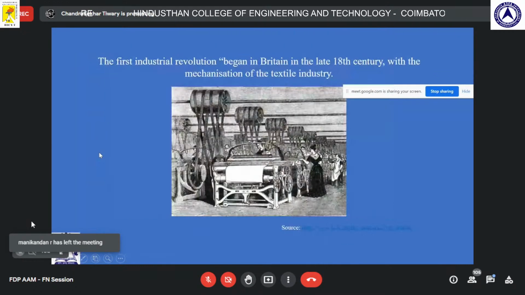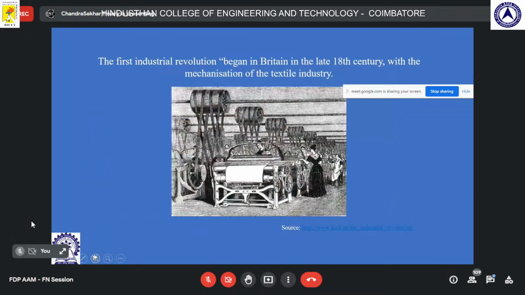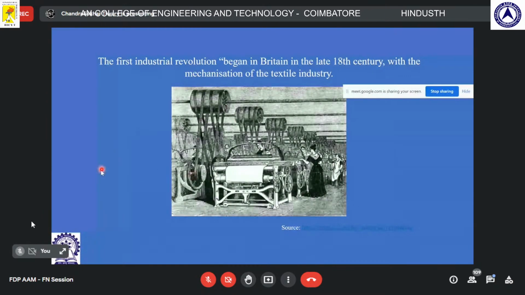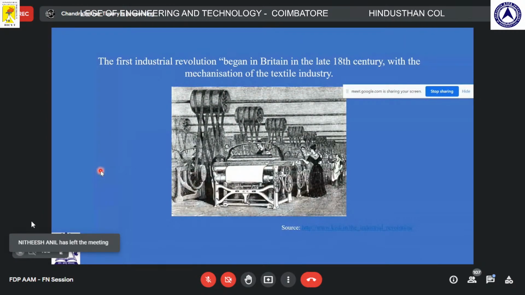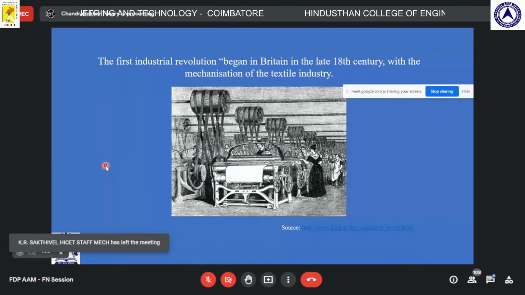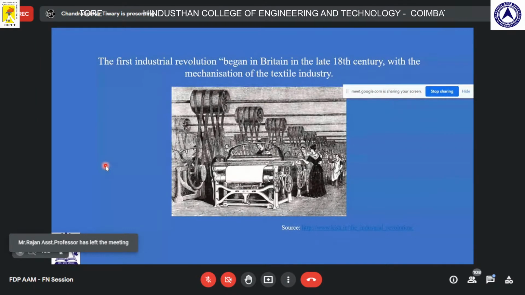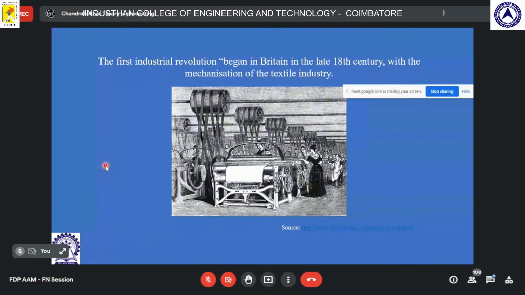Historically, when we look back at history, the first industrial revolution started in the 18th century in Britain, and textile was the one driving it. It started changing things. That was the first time humans started looking at industry, the farmland started becoming industrialized, and people really understood the potential of machinery.